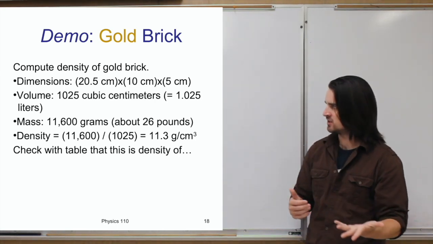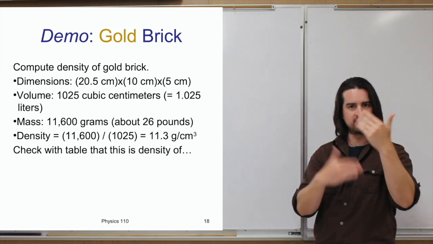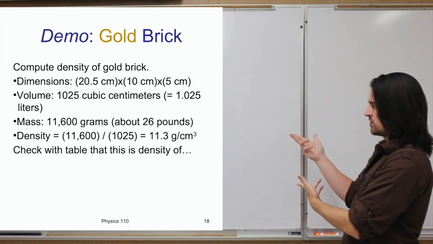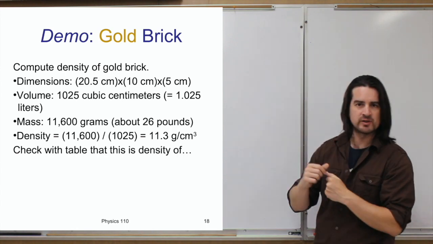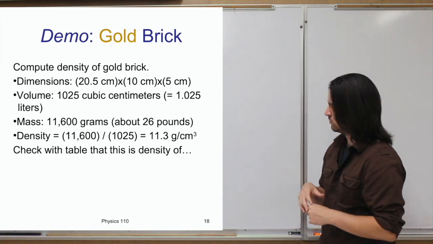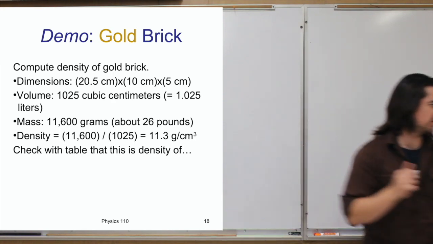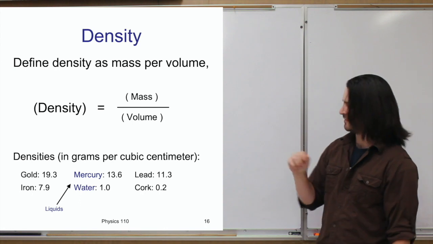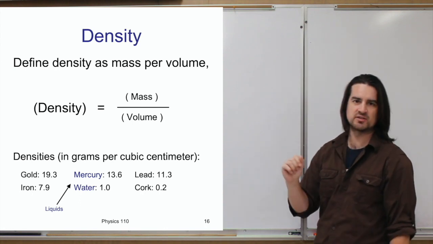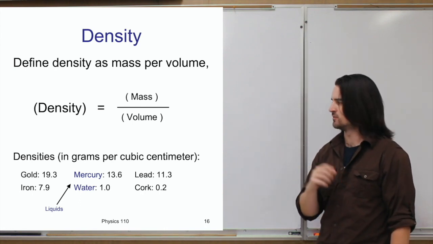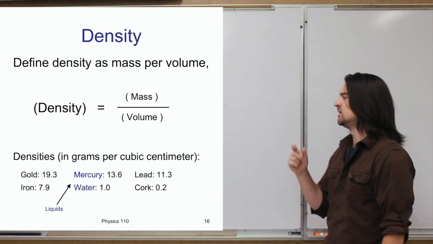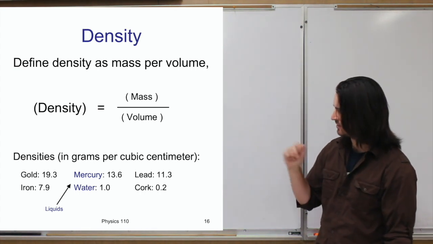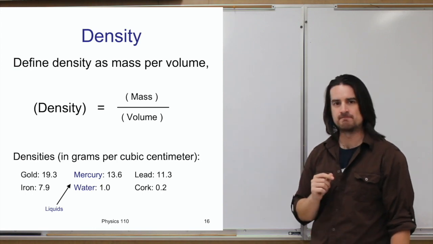Well, remember, density is mass divided by volume. So you take the mass, divide by the volume, and what do you know? We get 11.3 grams per cubic centimeter, which, if we look back, is not gold. 11.3 grams per cubic centimeter is the density of lead. So if somebody gave you a brick and told you it was gold, and you found out that that was the density, they were lying to you. Gold is much denser than that.